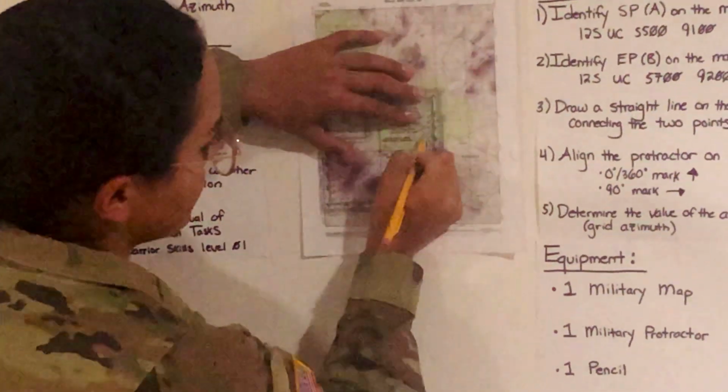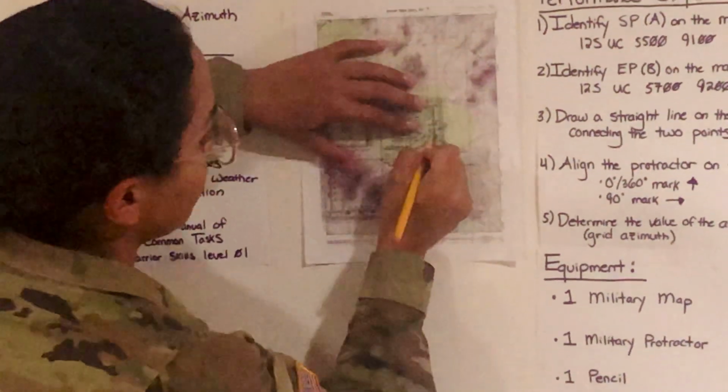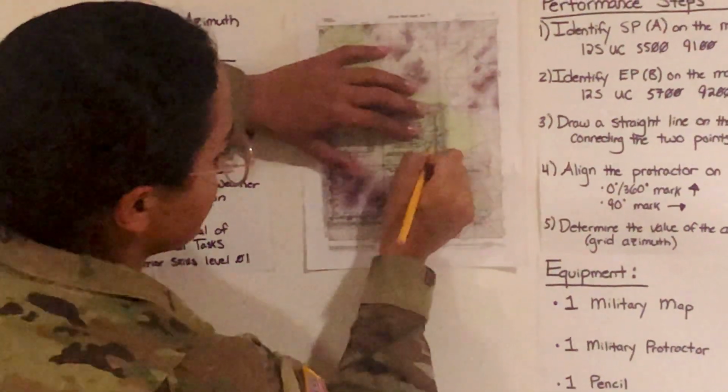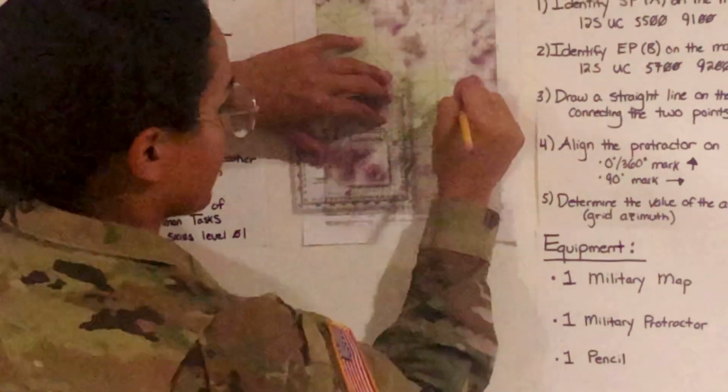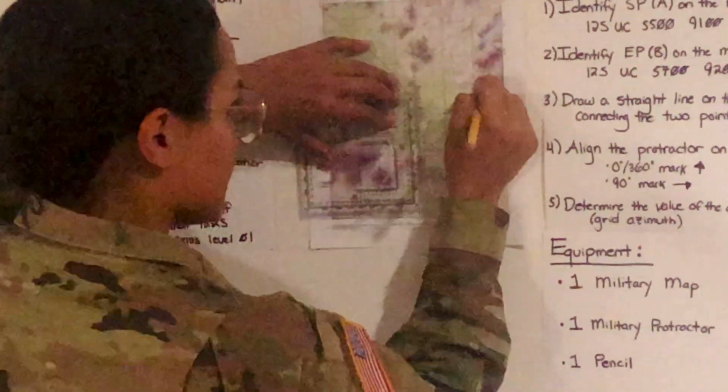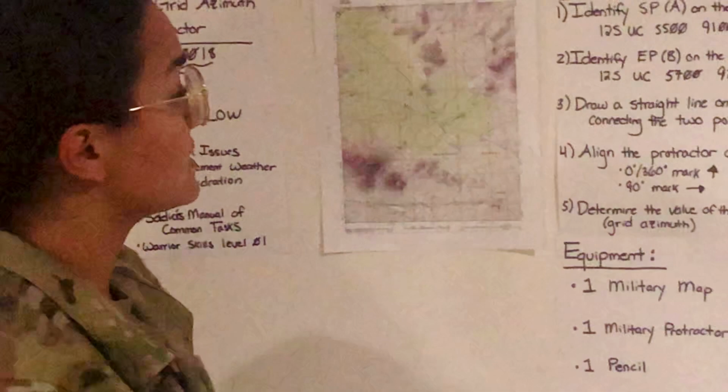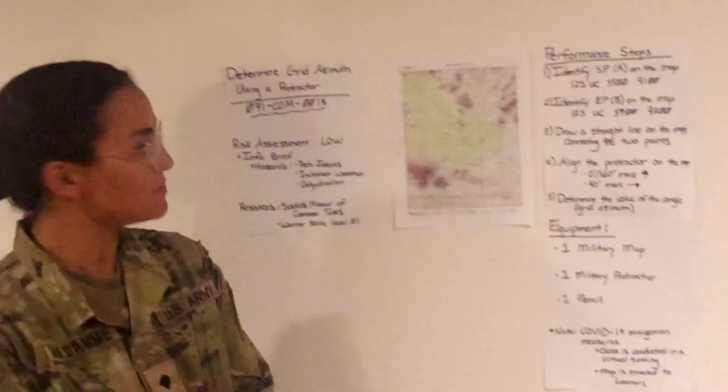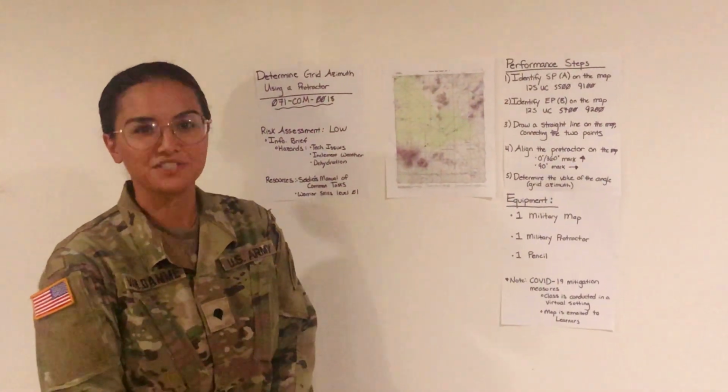So it's right in between 60 and 65. We can just count the tick marks. So we have 61, 62, 63. The 63 intersects right there, which means that our grid azimuth for these 2 points is 63 degrees. Okay, so that concludes our demonstration. We'll continue on with our brief.